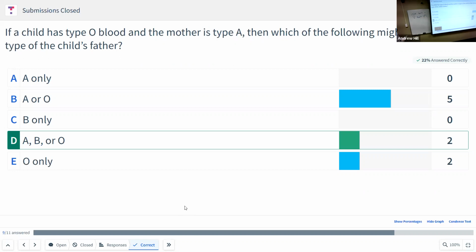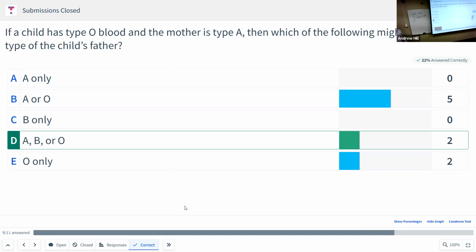So what's the father then? What must he have passed on in his gamete? Go ahead. Yeah, he has to have passed on a lowercase i, because the child got this from the mother, so she has to have gotten this from the father. So the father has to have passed this on.